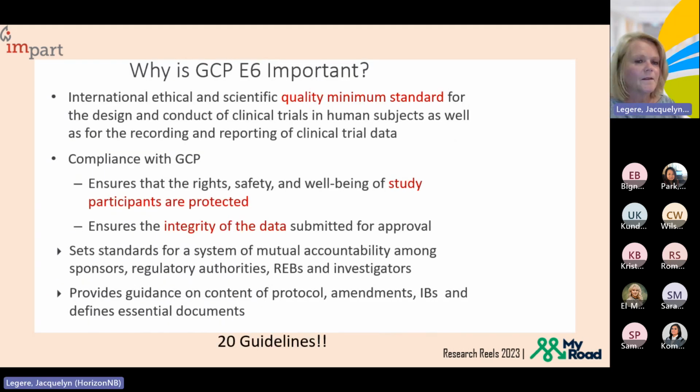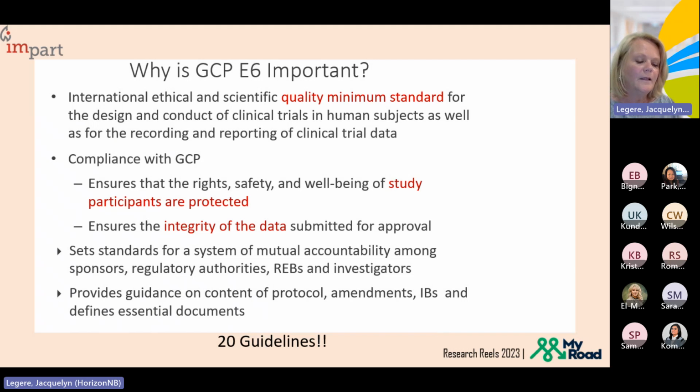And why is it important? As I mentioned, I think it sets that minimum standard for quality for the design and conduct of clinical trials in human subjects, as well as for the recording and reporting of clinical trial data.